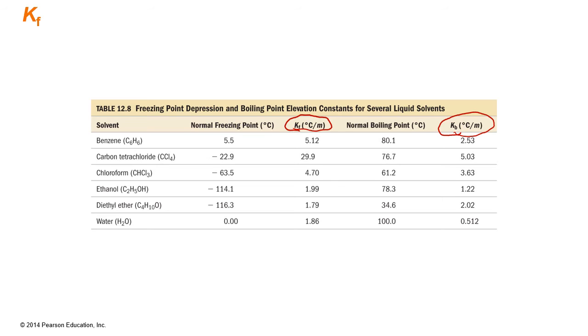Because we're looking at a change from the normal freezing point or boiling point, we do need to know what those freezing point and boiling point are of the pure solvent. So frequently we'll be using water. So 0 degrees is our freezing point, 100 degrees is our boiling point. But if we do use different solvents, we can look up the normal boiling point and freezing point.